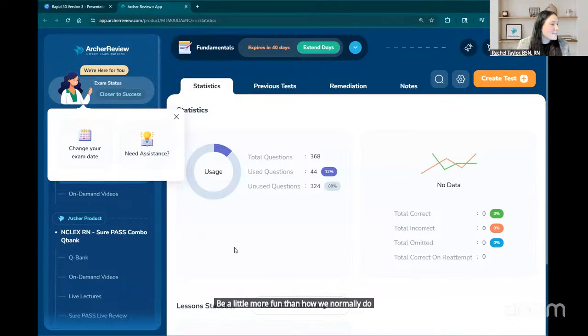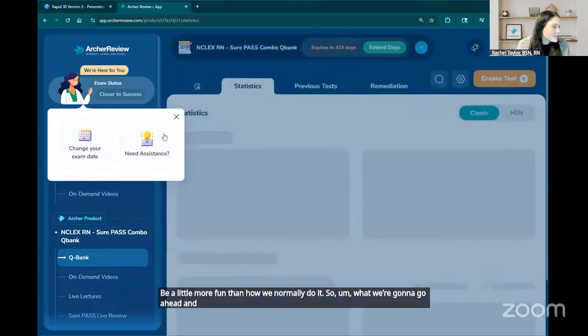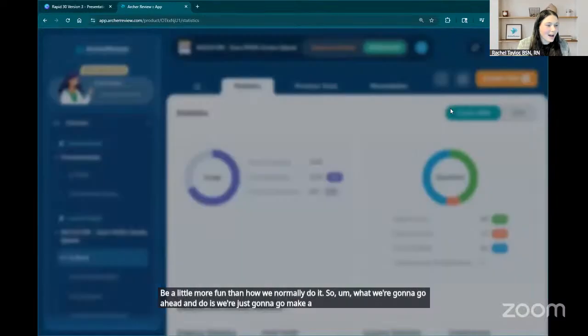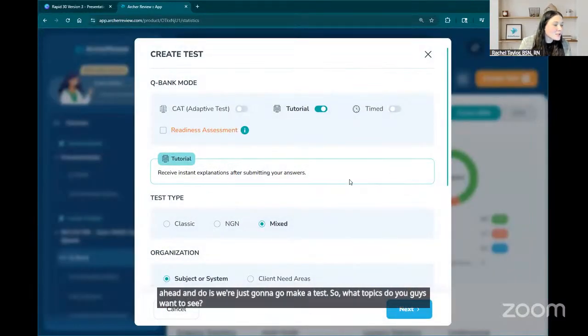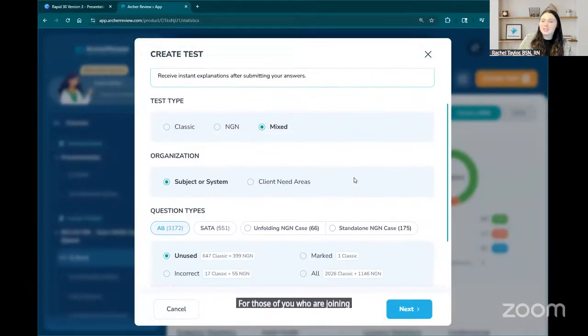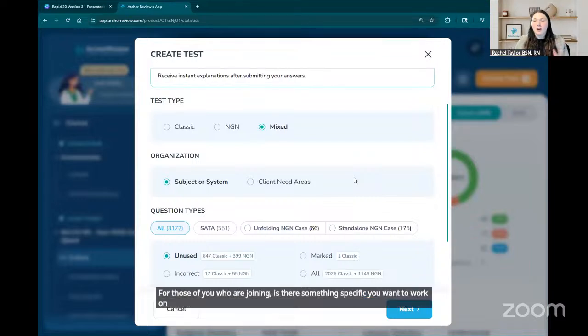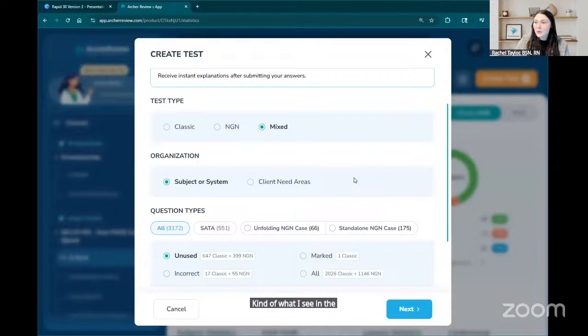So what we're going to do is make a test. So what topics do you guys want to see? For those of you who are joining, is there something specific you want to work on? Do you want to work on select all that apply? Do you want to work on NGN? What topics do you want to work on? Kind of what I see in the chats is where I am going to focus. So let me know. A lot of you are saying all, SATA, NGN.